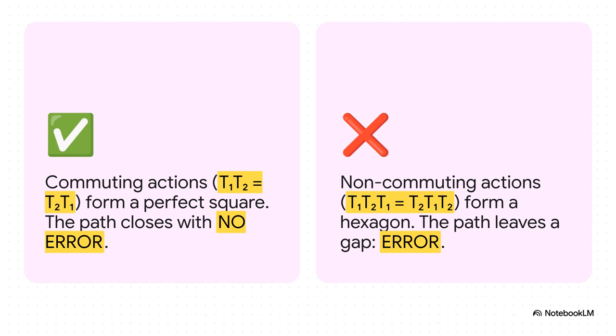And look at the path it traces. It's a perfect square. It closes. No gap, no error. Simple. But then look at the right side.